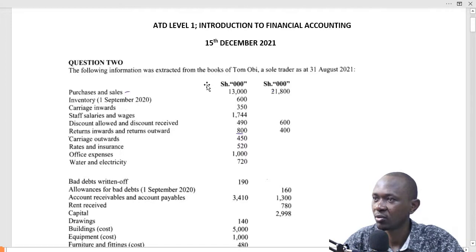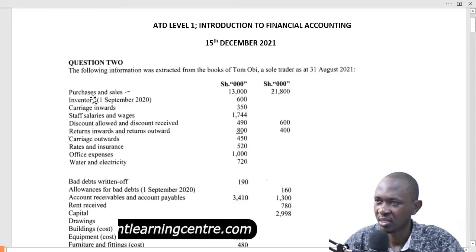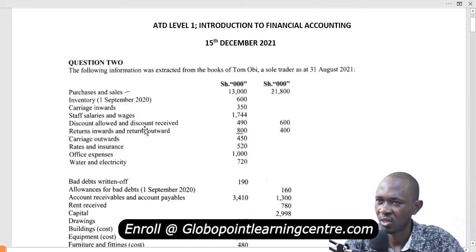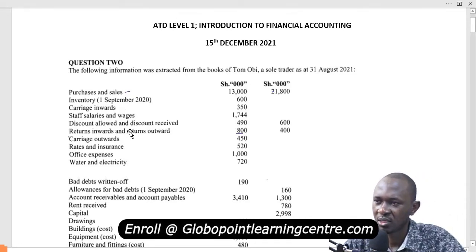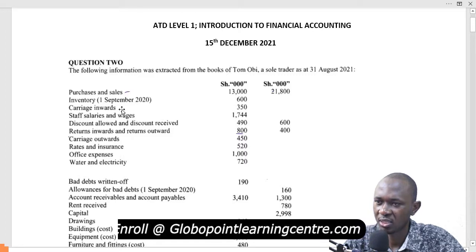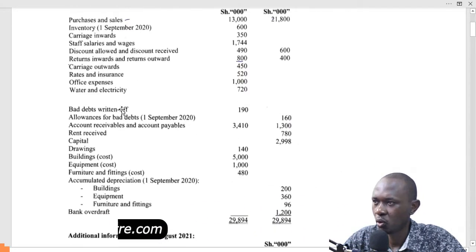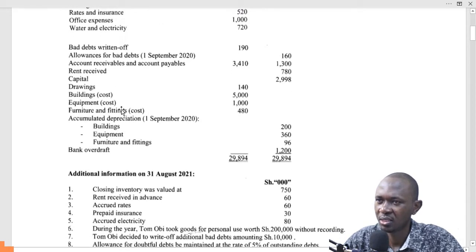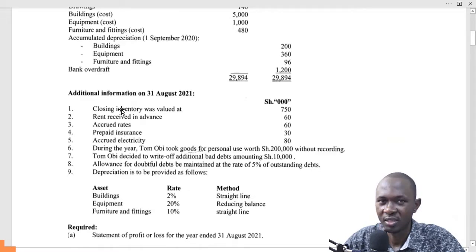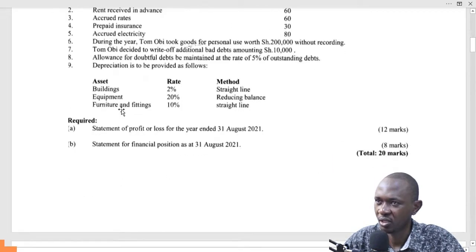The following information was extracted from the books of Tom Obi, a sole trader, as at 31st August 2021. Purchases and sales, inventory, carriage inwards, staff salaries and wages, discount allowed and discount received, return inwards, return outward, carriage outwards, rates and insurance, office expenses, water and electricity, bad debts written off, allowances for bad debts, account receivables and payables, rent received, capital, drawings, buildings, equipment, furniture, and then accumulated depreciation for the same, bank overdraft. The figures are agreeing at 29,894 in the total balance.